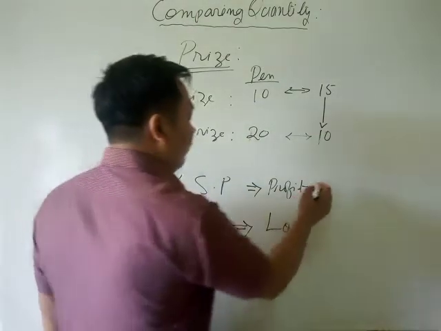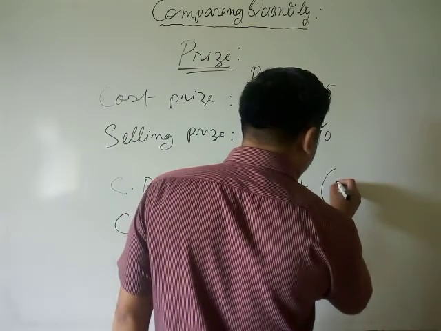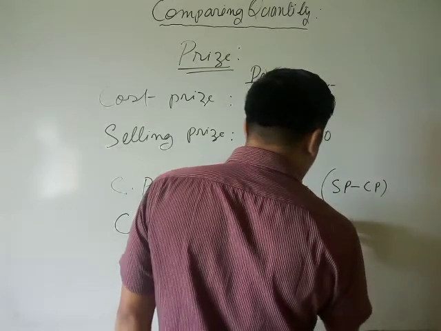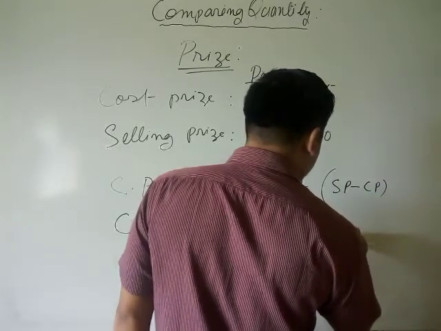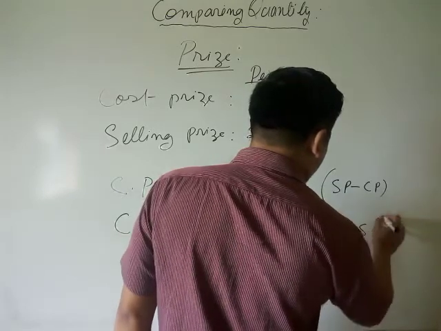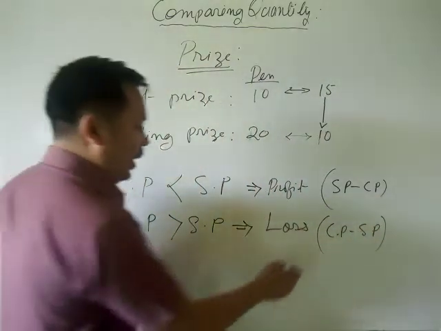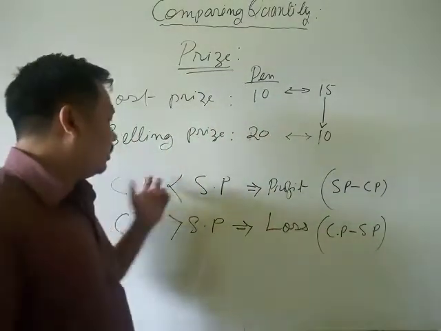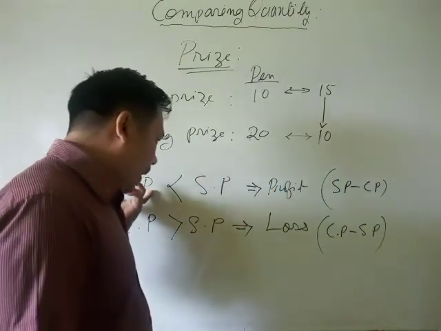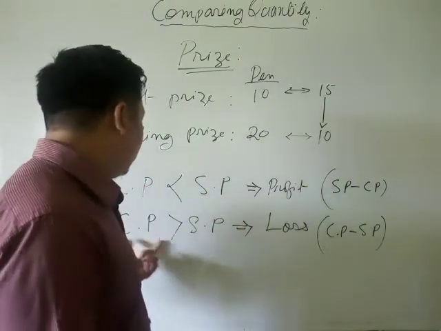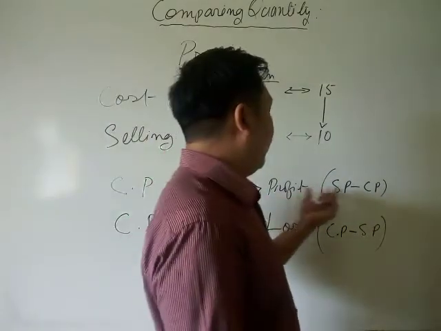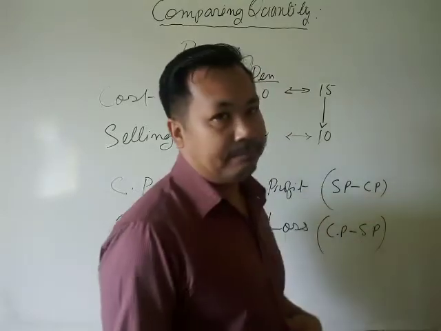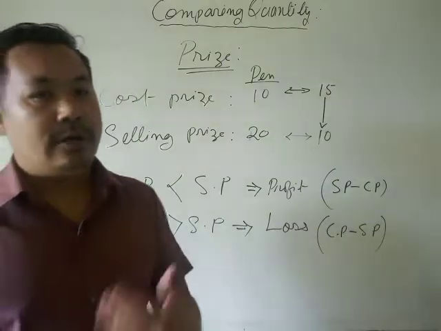Profit, loss. Okay, profit, how will we get profit? SP minus CP. And loss, how will we get it? CP minus SP. So you have to be very aware of this and you should not forget these directions. If the cost price is less, profit is there. If the cost price is more, the loss is there. And profit we can find out by SP minus CP. Loss, how will we get? CP minus SP. Clear? Let's go to the next part of the section.